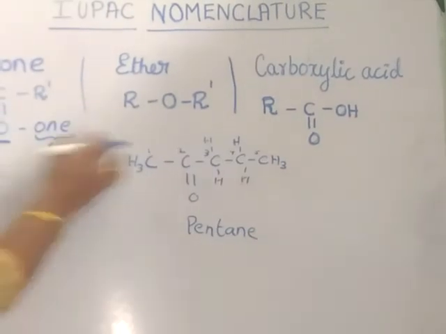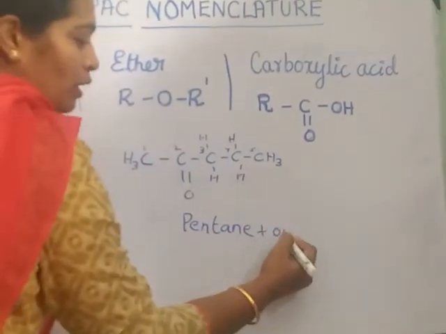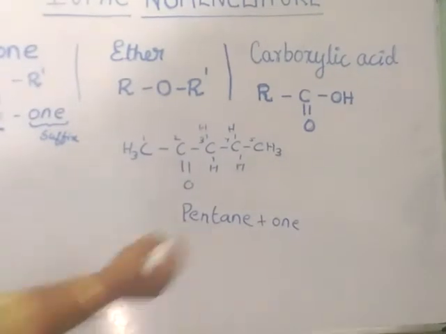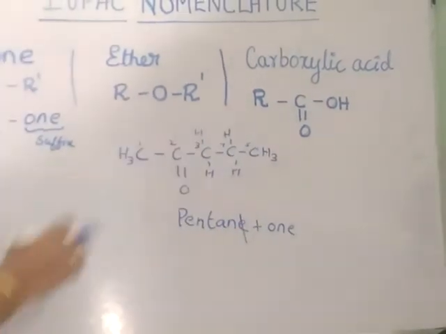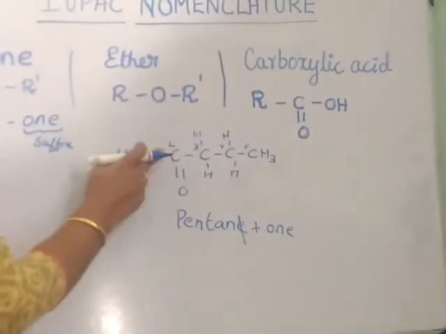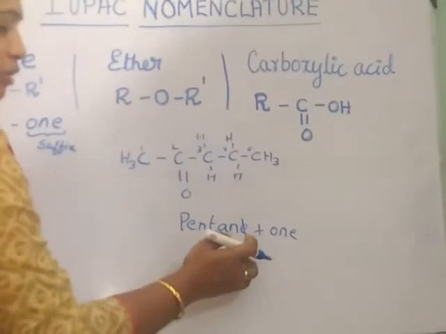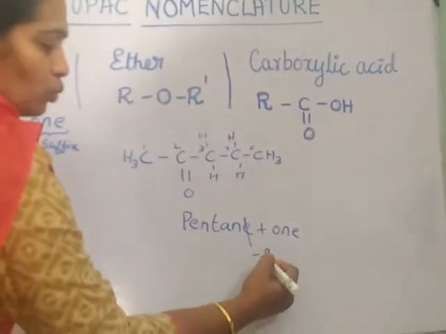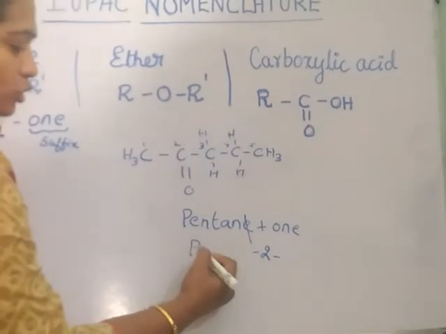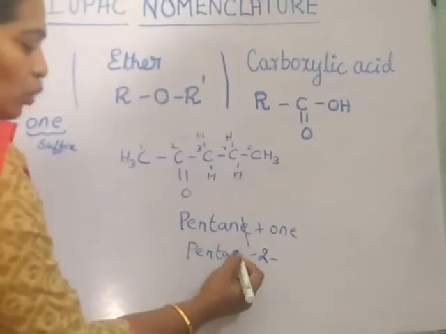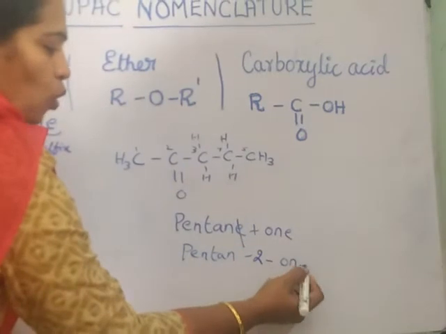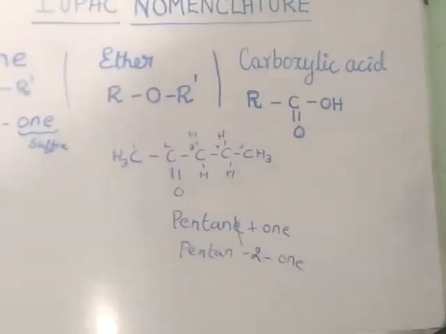Now, what is our suffix? Our suffix is one. Again, remove the E. What is the position of this particular C double bond O, or the ketone? It is 2. So, instead of E, you can put a 2 here. Then write it as usual. Pentanone. Pentan-2-one. This is the IUPAC name.